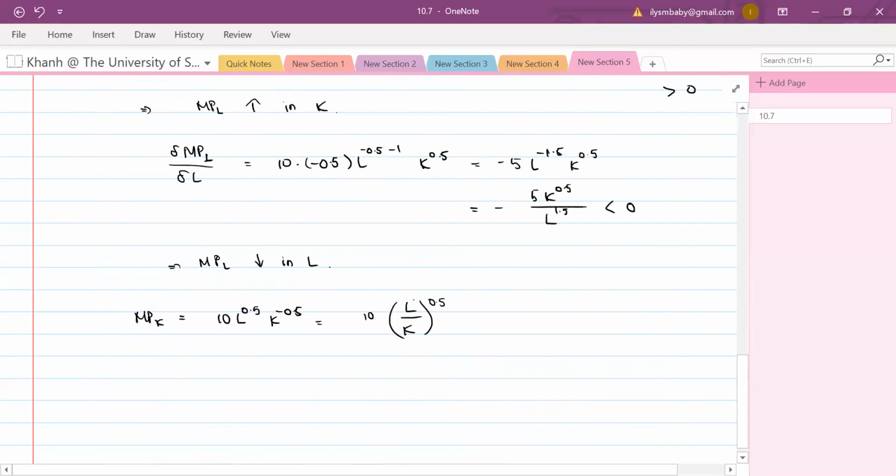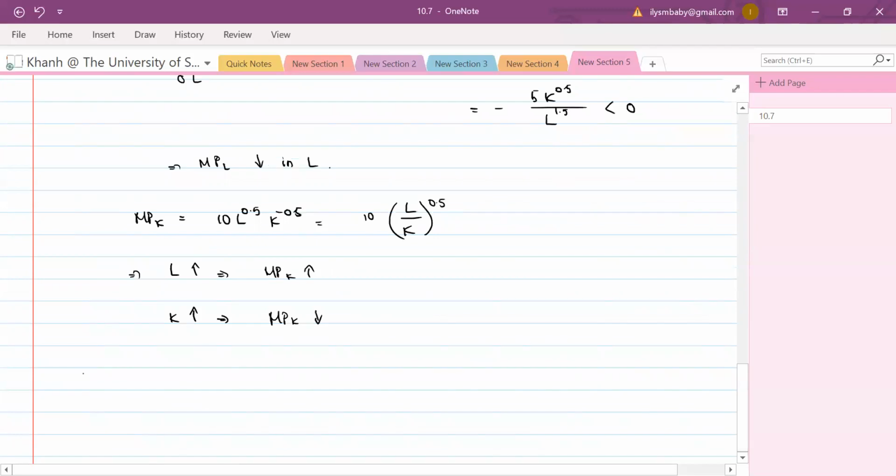And obviously, again, as you can see, L is on the numerator. So whenever L is increasing, the marginal product of capital is increasing. Therefore, we conclude that the marginal product of capital is an increasing function of L. And whenever K is increasing, because it is in the denominator, it will reduce the ratio and make the marginal product of capital smaller. So we say that the marginal product of capital is a decreasing function of K.